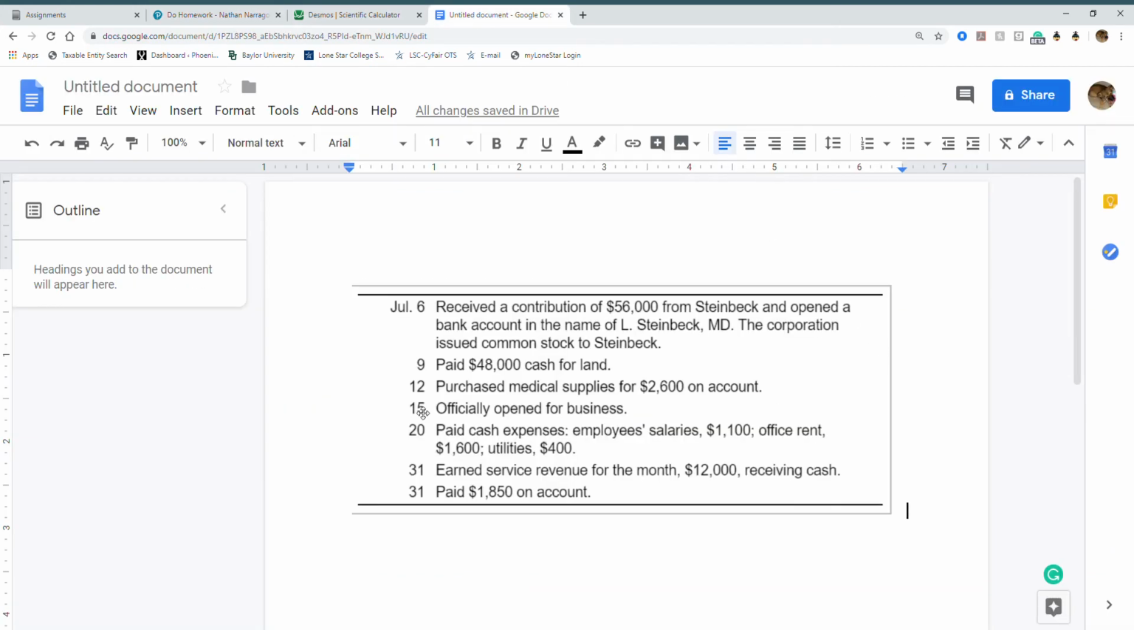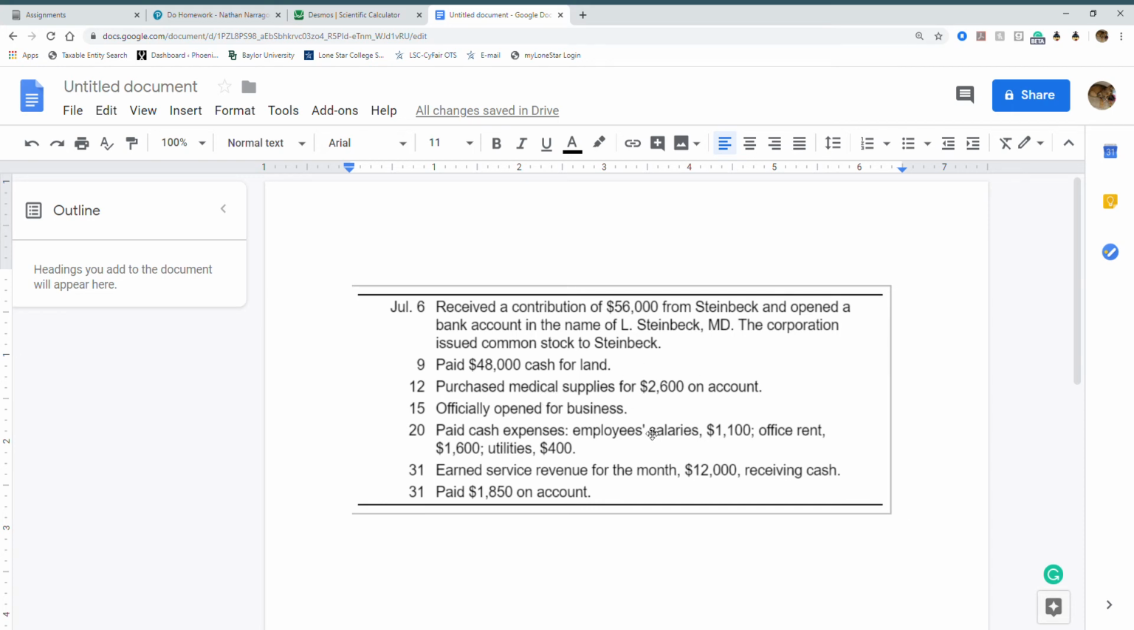Okay. Let's go check what 712. Okay, again, analyze transaction. We purchased medical supplies for $2,600 on account. Okay, big keyword is on account. That's going to lead to either one or the other accounts of either accounts receivable or accounts payable. Now, if it's accounts receivable, we are expected to receive money. If it's accounts payable, we're expected to pay money in a future date. So if we're purchasing, we're probably going to be expected to pay money later.